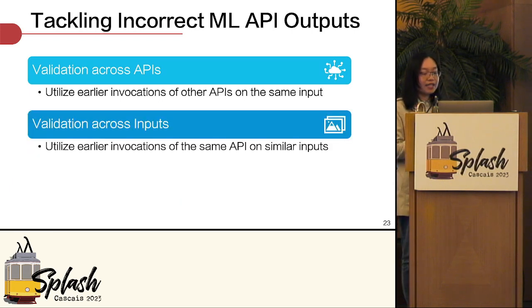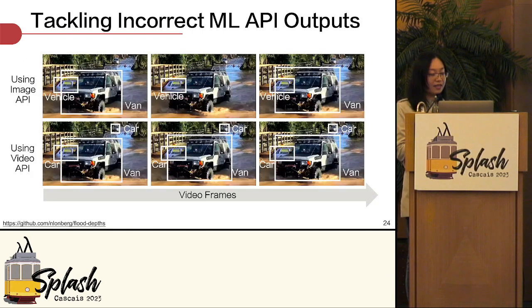Second, validation across inputs. SmartGL utilizes earlier invocations of the same API on similar inputs. Let's go back to the flood depth application. SmartGL detects the object localization API provides different vehicle detection results across adjacent video frames. SmartGL then invokes the corresponding video API, which finds all the vehicles in the image, and forwards the last frame result to the software as a correction of the most recent invocation of the original vision API.